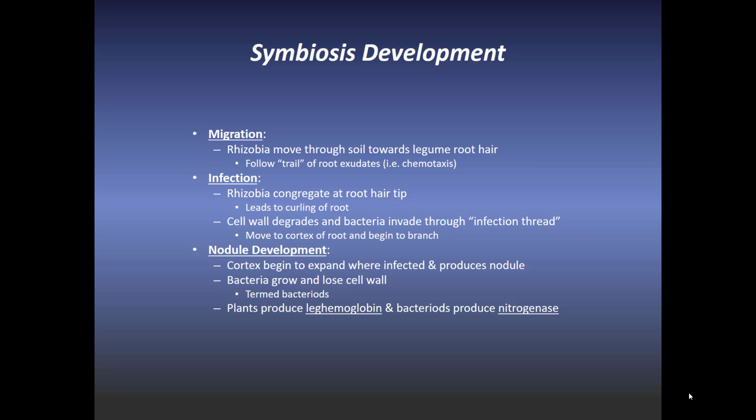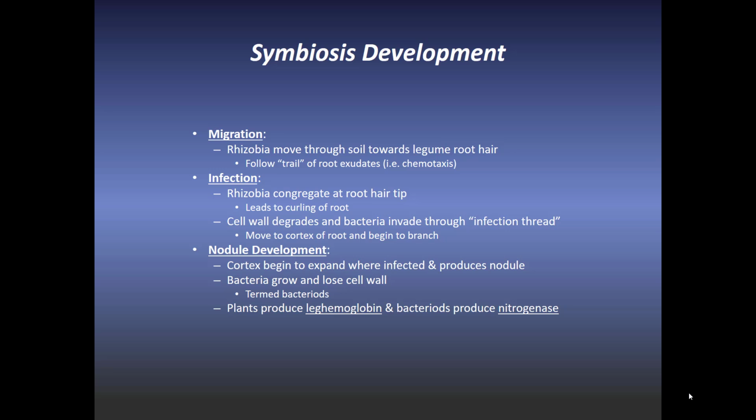When they come into contact and the root actually will curl over, the rhizobia will congregate at the root tip. That leads to the curling of the root tip. Then the cell wall degrades and the bacteria invade the plant through an infection thread. They move to the cortex of the root and begin to branch.